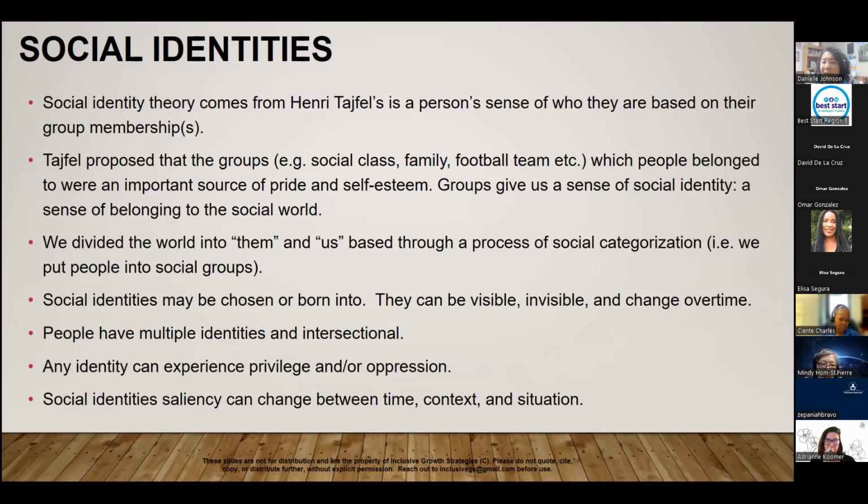It becomes problematic when we divide the world into the us and them, like you're not invited here, we won't advance you because, right? Some of those things are something that we need to be mindful of when we create the groups.